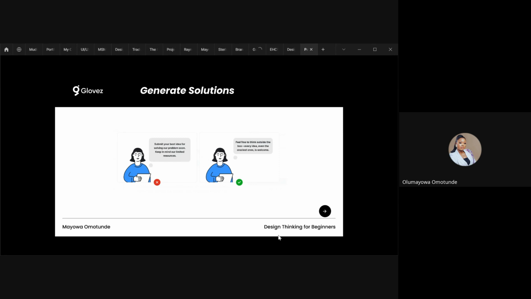So generate solutions, it's still about the ideation stage, right? It's the ideate phase under the design process. So what you should not do is be in a hurry to submit your best idea for solving a problem. You have to be open-minded, think outside the box. Every idea is welcome. There's no crazy idea in design thinking. You have to be open-minded and consider all aspects of it, challenge assumptions, and create new ideas.